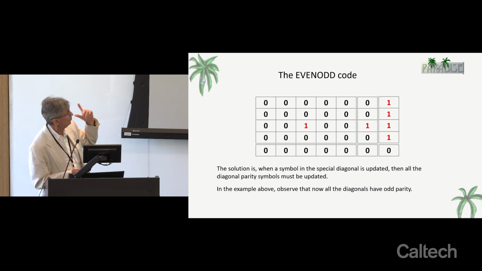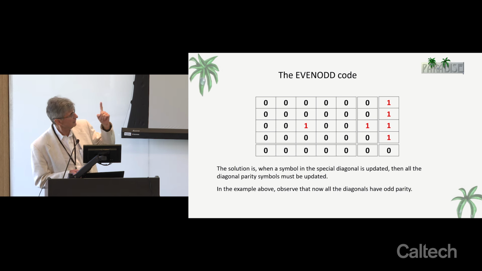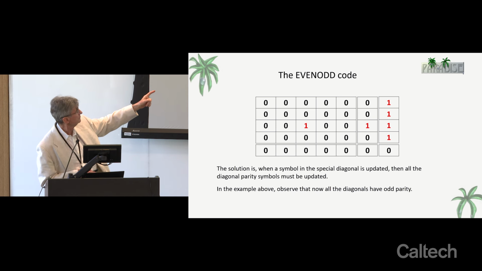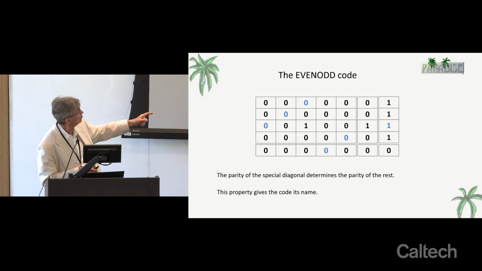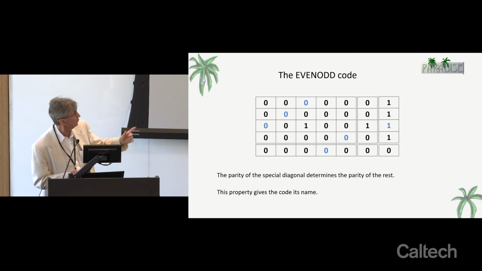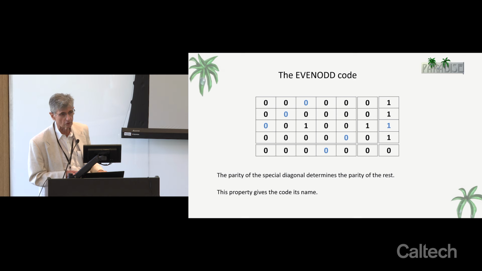But one effect of that is that the diagonals now have either even or odd parity. In this case, all the diagonals have odd parity. Look at this one in blue. You follow the diagonal. I have only one. I have odd parity. And all the diagonals have odd parity. And that parity is determined by the special diagonal. And we solve the problem there.